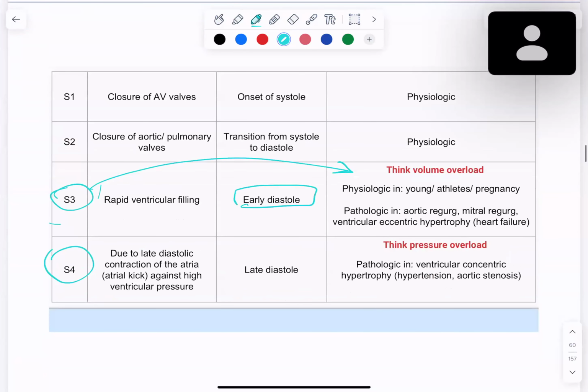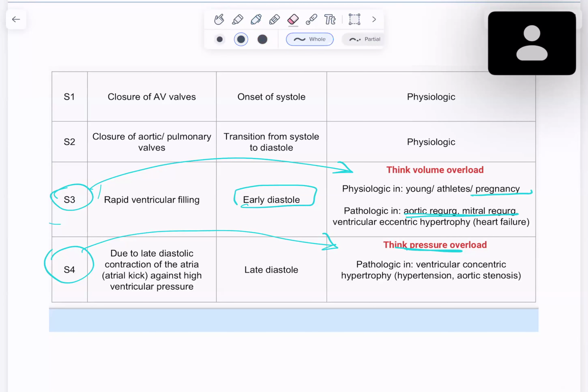Meanwhile, S4 is usually because of pressure overload. Okay, the pressure in the ventricles is really high, and that is what causes this murmur. So when you have volume overload, you will have volume overload either in pregnancy, this is the most important thing, aortic or mitral valve regurg, and heart failure.